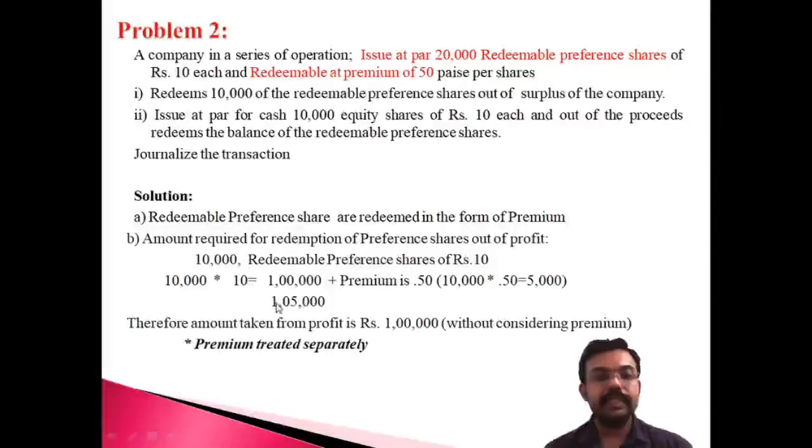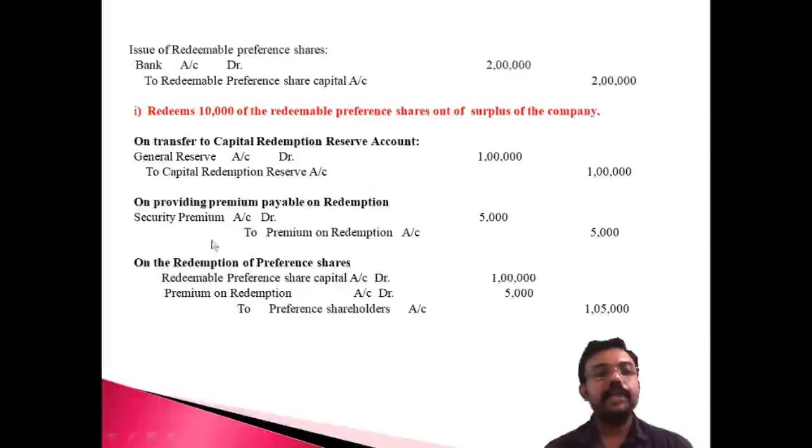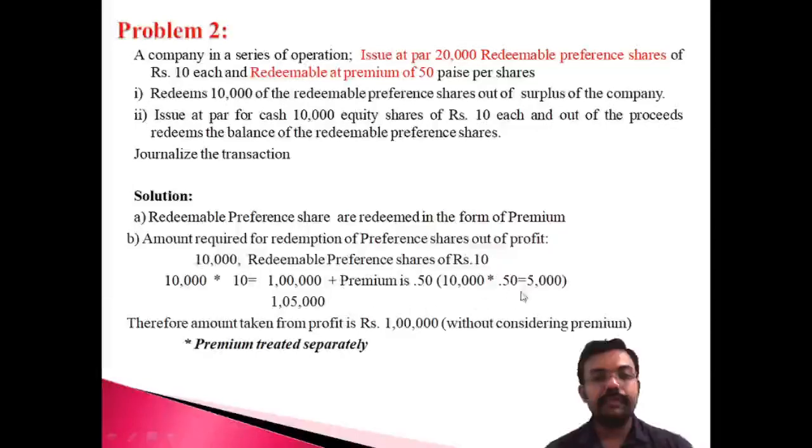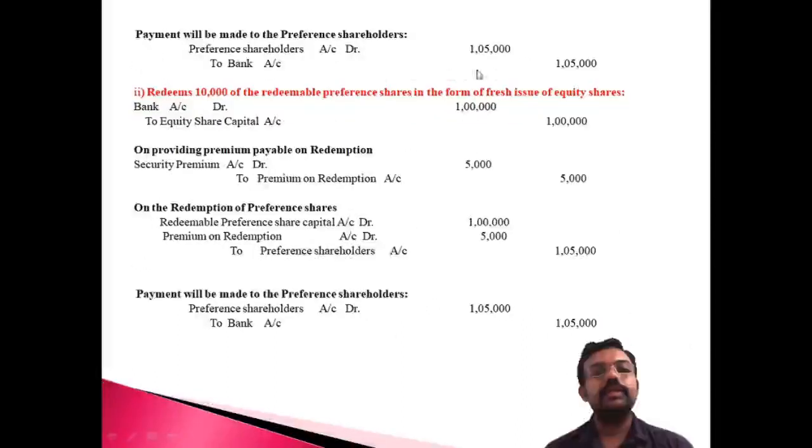So the amount is 1 lakh. The 1 lakh without premium, it's 1 lakh. And security premium is separately treated: the 5,000 out of the profit is always a premium. So 5,000 is security premium, and redemption in the form of the premium. So there's redemption of the preference share capital account, at premium or redemption account, that's 5,000. Preference shareholders 1 lakh 5,000. The bank account is 1 lakh 5,000.